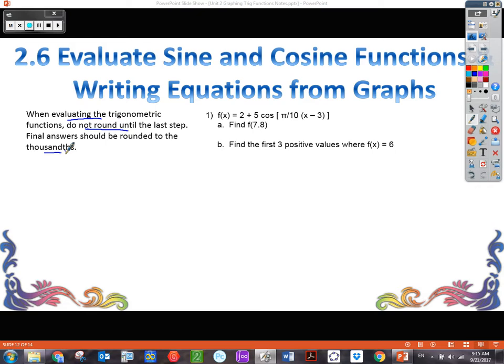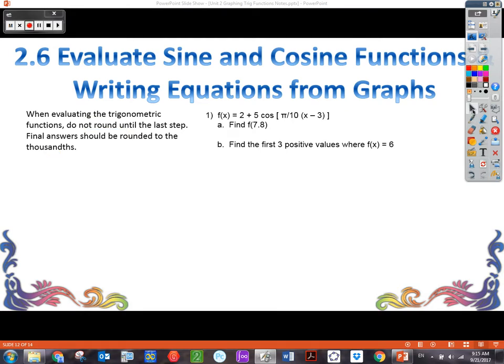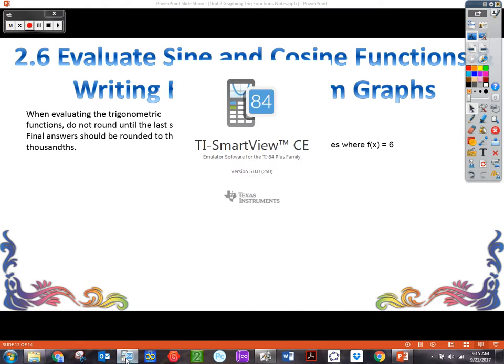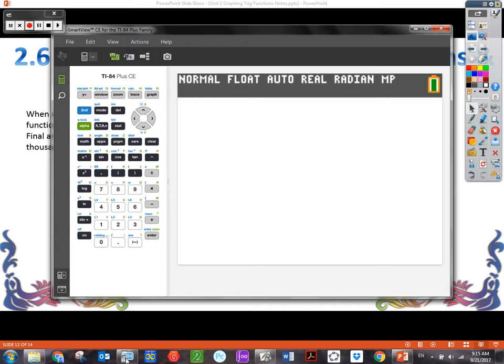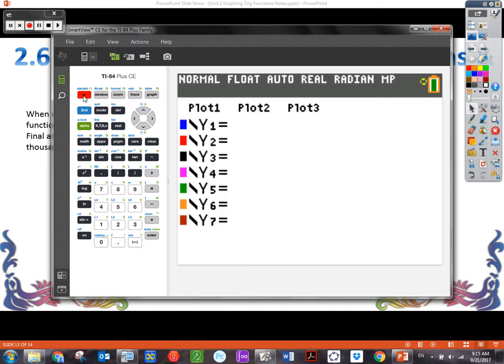All right, so we have a couple of parts up here. Here's our equation, 2 plus 5 cosine pi over 10 x minus 3. So if you would, let's get our calculators out and let's enter this. We're going to enter this in y1. So we'll pull the calculator up. We'll go to y1.